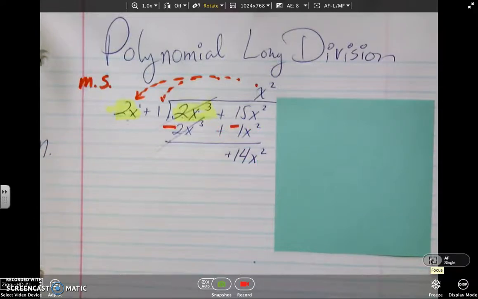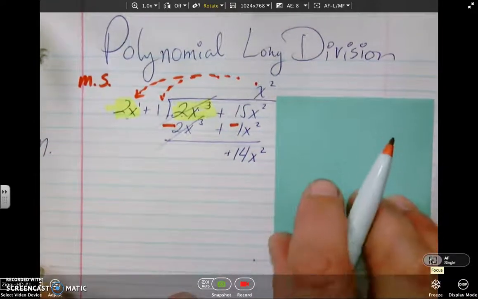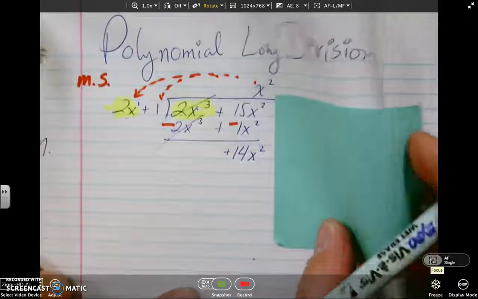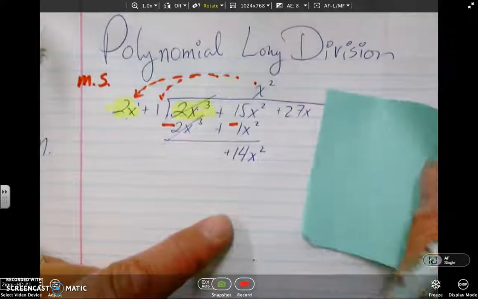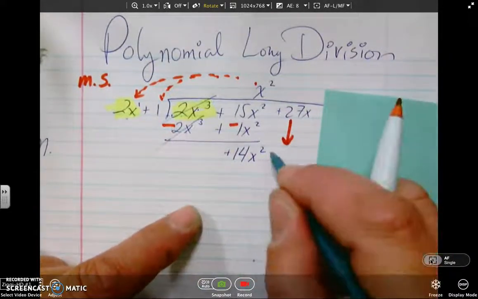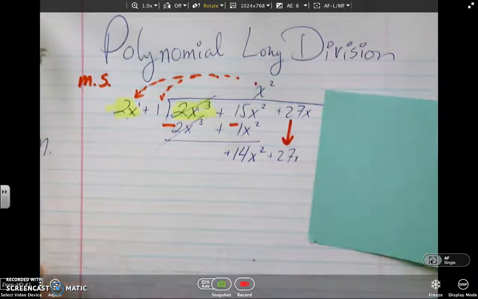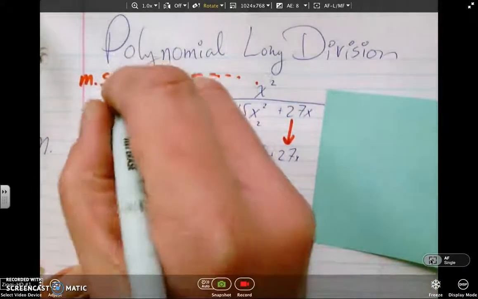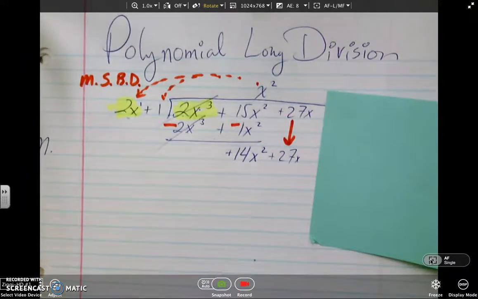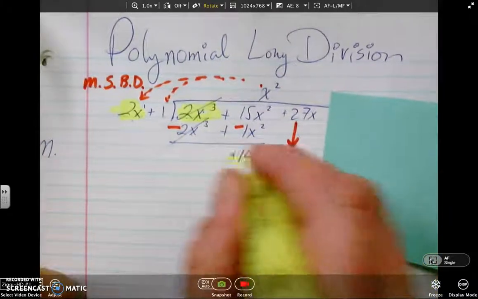Okay, so the 14x, we multiplied, we subtracted, and got 14x squared. Now we're going to move this paper back just a step and cover up everything except for the 27x. This next part comes down. And that's just like regular division. So multiply, subtract, and then bring down. M as BD all day long. Okay. So don't worry about the 27. All we care about right now is the 14.